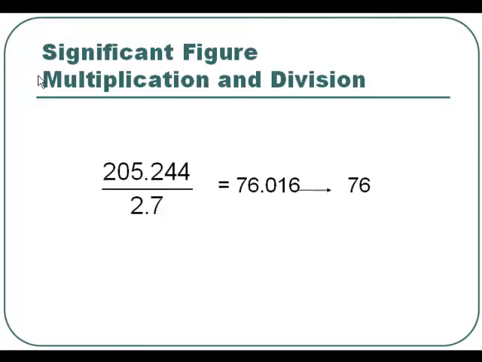Same for division. 205.244 divided by 2.7 is 76.016. 2 significant figures according to the 2.7, therefore the answer is 76. By the way, in the last couple of problems, it's a coincidence that we come up with integers. It just so happens that this particular problem with 2 significant figures, 76, also has 2 digits.